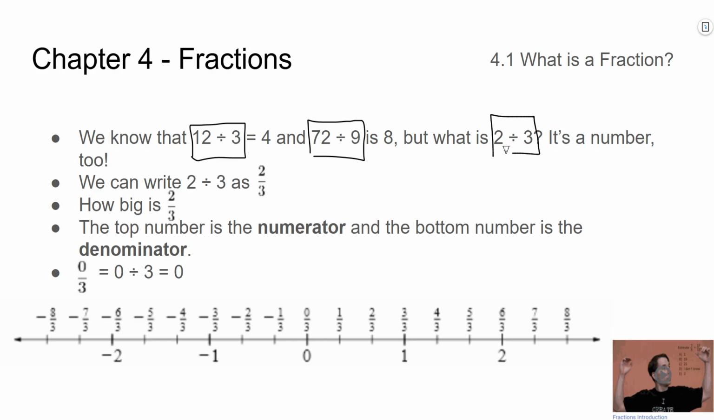But what is 2 divided by 3? Well, it's also a number. And the number is 2/3. That is a number. It's not an integer, but it does have its place on the number line. How big is 2/3?